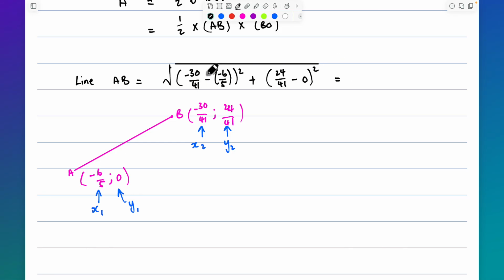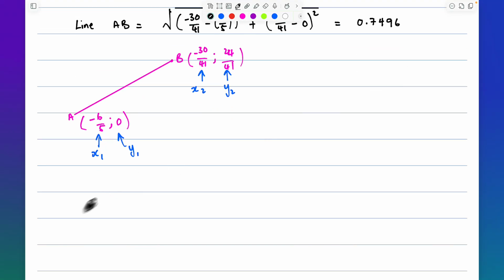All right, be careful with the signs, especially at this point over here. So we're going to throw that into our calculators. Negative 30 over 41, minus and a minus gives us plus 6 over 5, squared, plus 24 over 41 squared. That gives us an answer of, in this case I'm just going to write them as decimals, 0.7496.